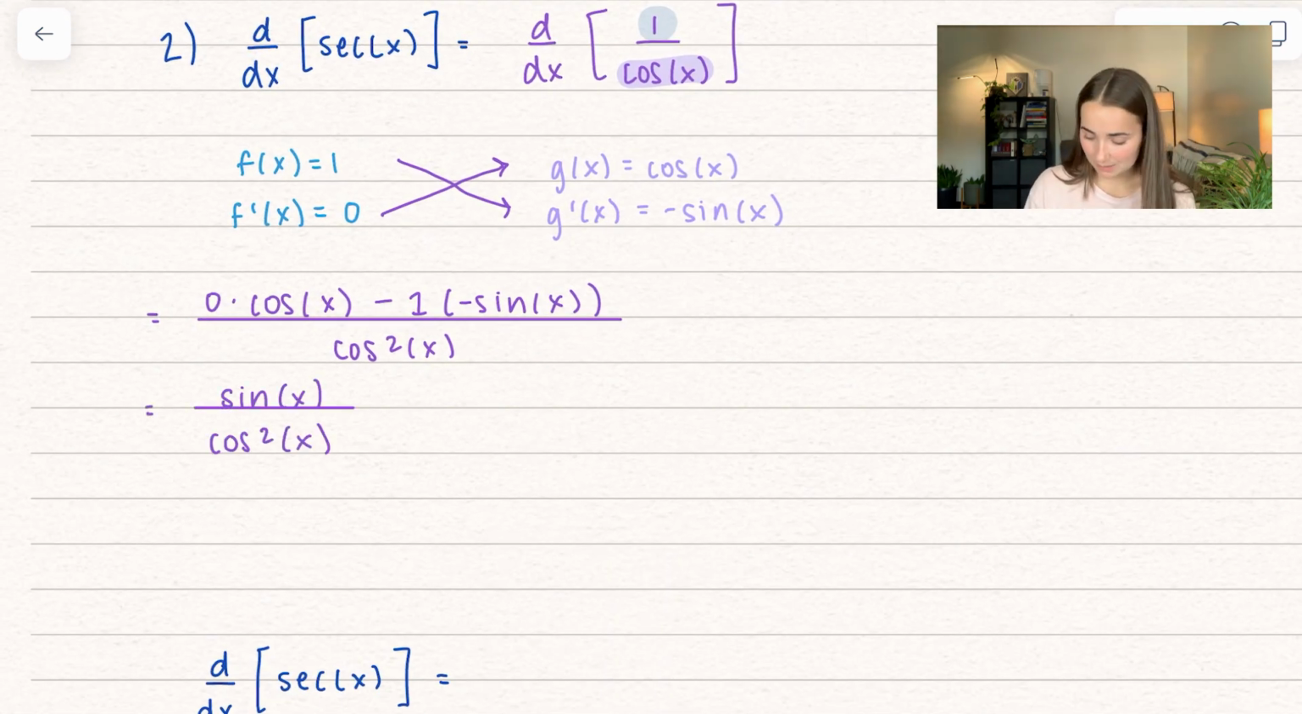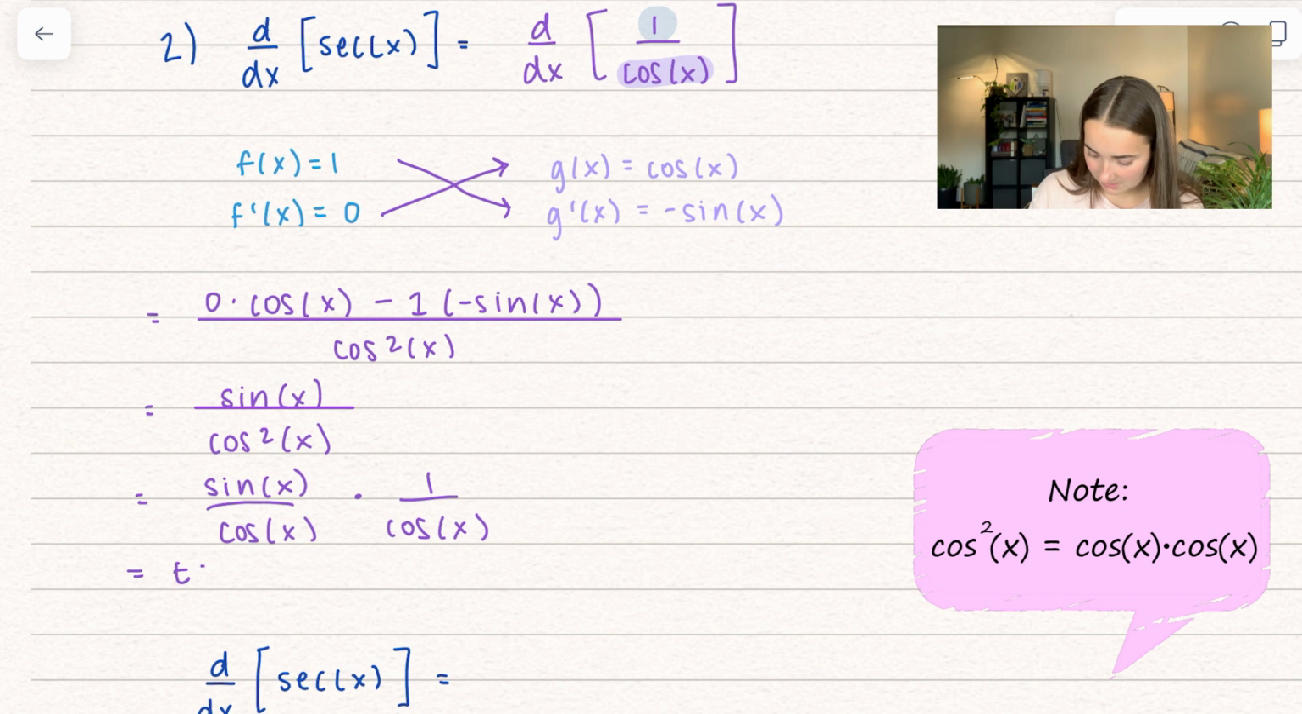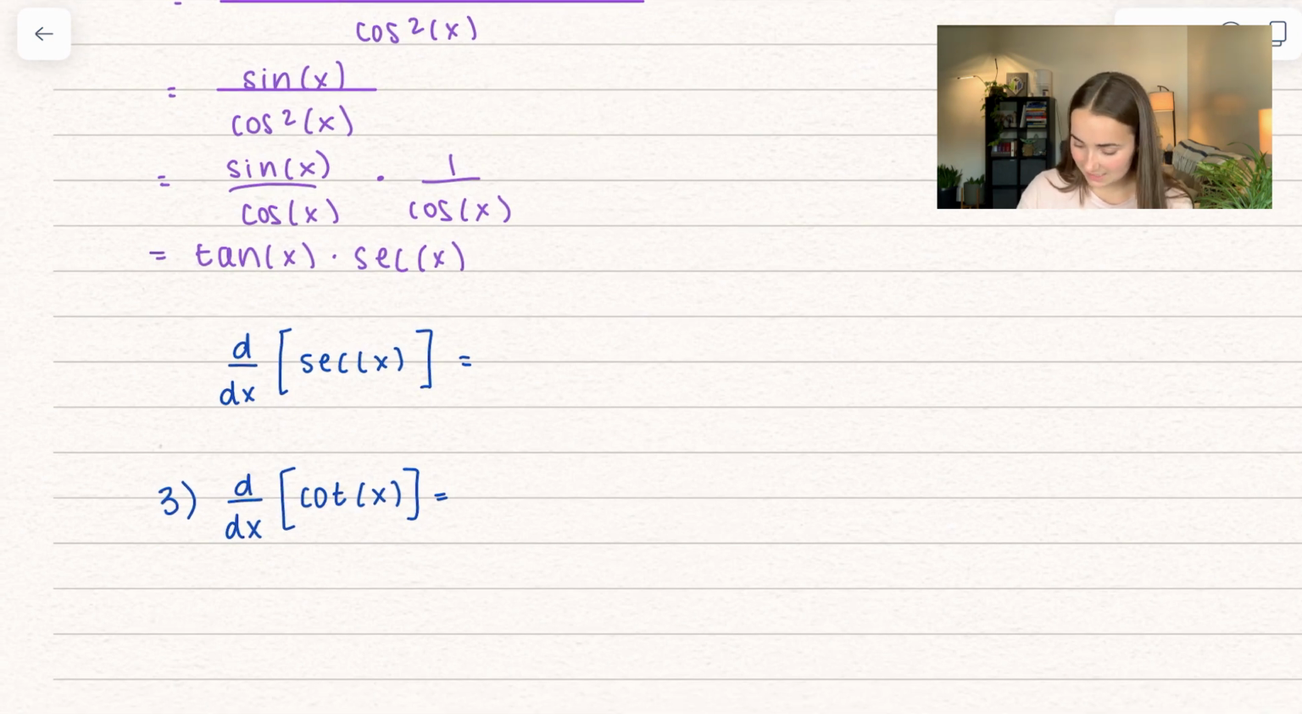And just like last time, I want to split this up into 2 fractions. So I'm going to have my sine of x over cosine of x. And I'm going to multiply that by 1 over cosine of x. And again, this way I can really see the trig. So this becomes tangent of x, and the second one becomes secant of x. So just like last time, the derivative of secant actually has itself in its derivative.